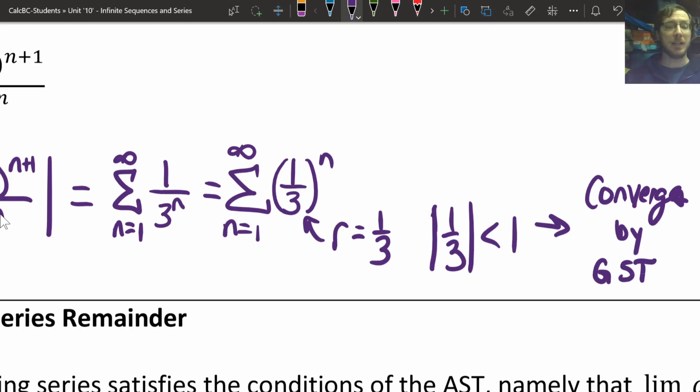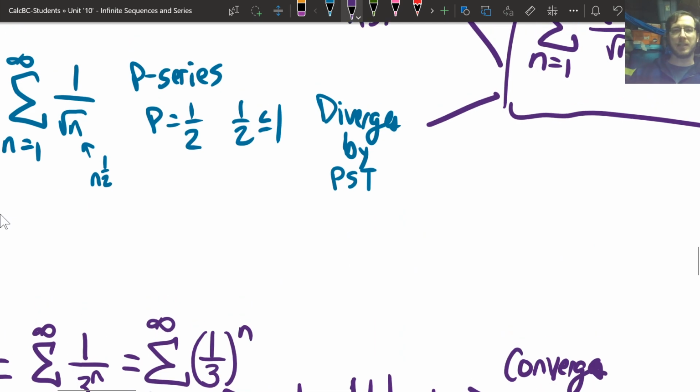So since the absolute value of our original converges, that means we don't need to test the original.